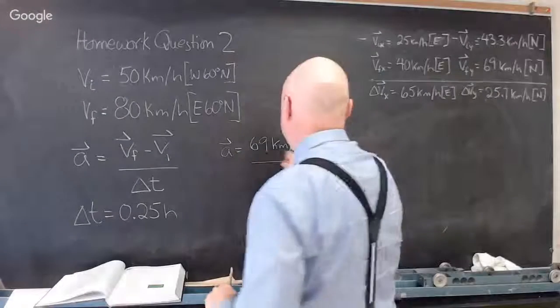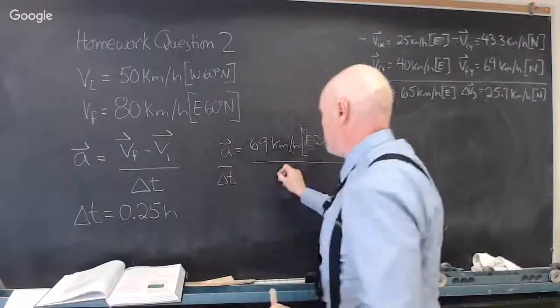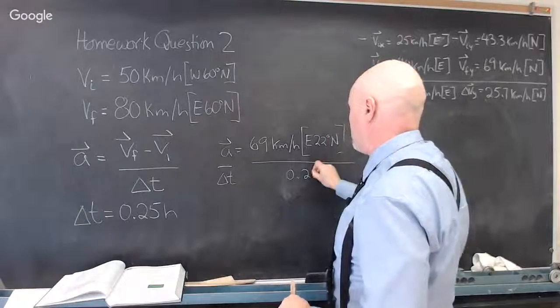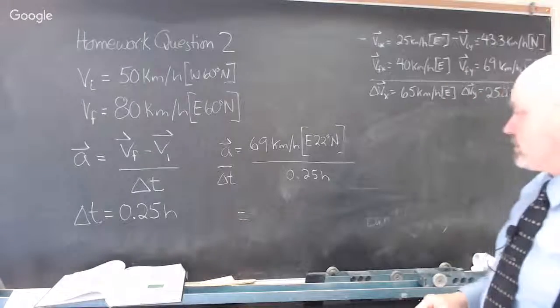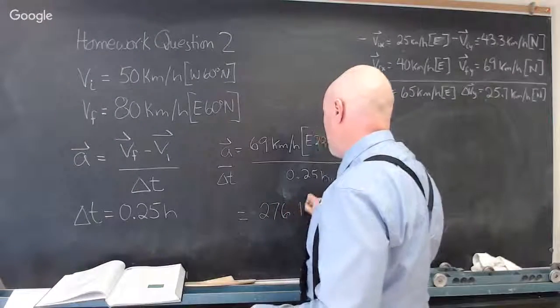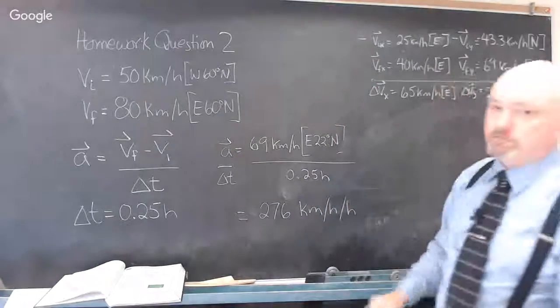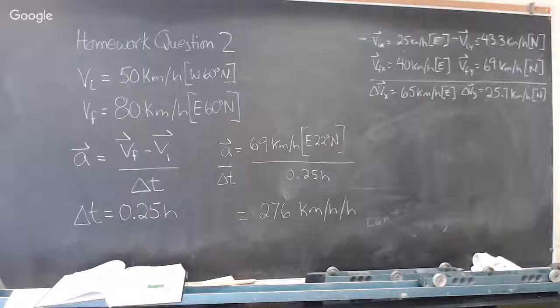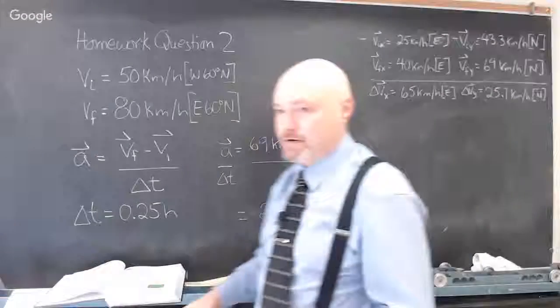And we need to divide that by delta T, which is 0.25 hours. And so that is roughly 276 kilometers per hour. My goodness. That's fast. Really fast. Actually, it's not that fast.